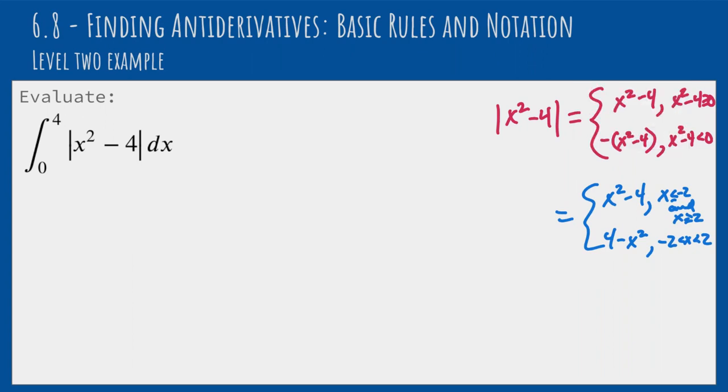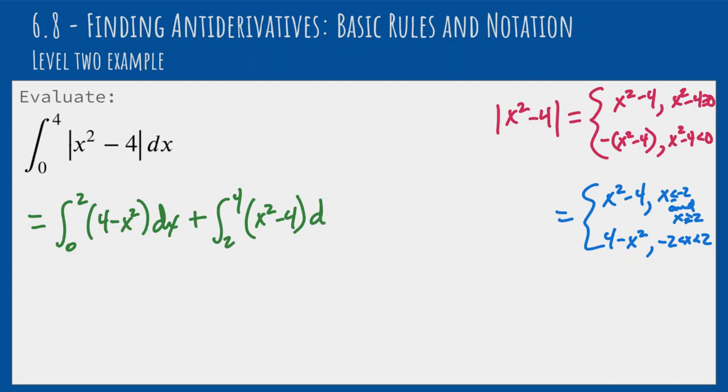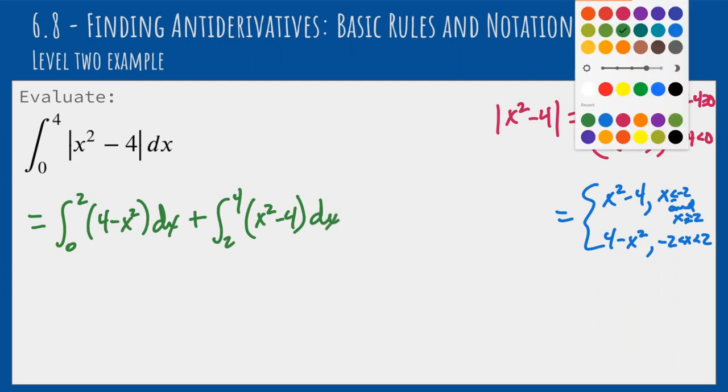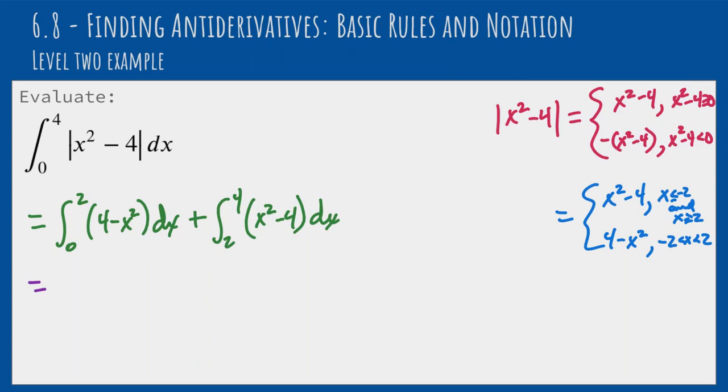So what I'm going to do then is rewrite this definite integral as two separate definite integrals, one going from 0 to 2 using this, and the other one going from 2 to 4 using this. So this is equal to the integral from 0 to 2, where the function is 4 minus x squared, plus the integral from 2 to 4, where the function is x squared minus 4. And so we've seen this before. Now we just evaluate each one independently.